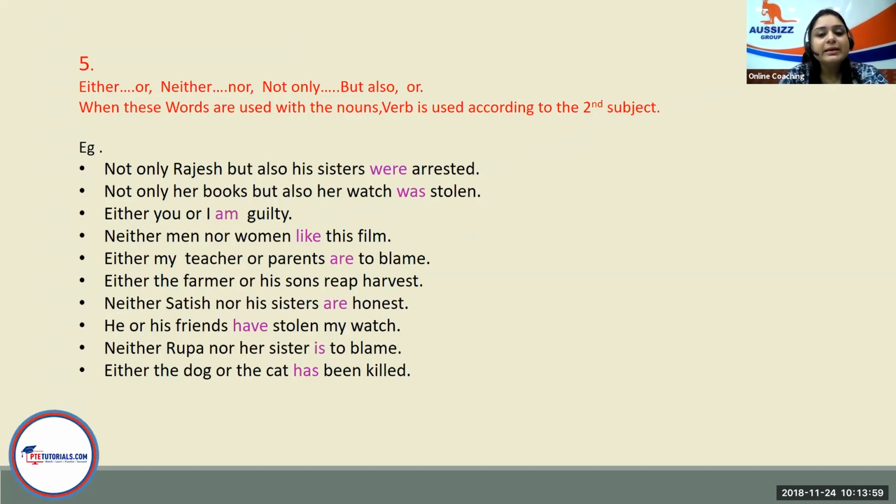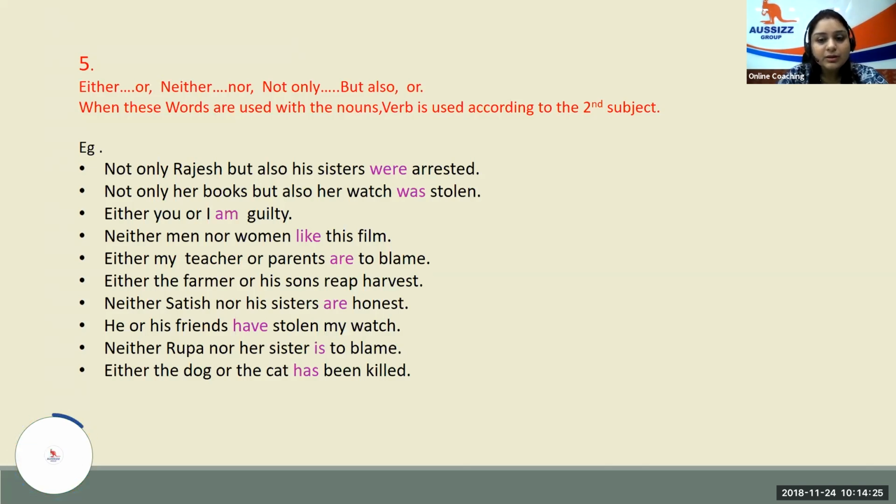And these conjunctions are basically used to make your sentences in the complex form. Okay. The complex sentences are also important in your IELTS part. So when these words are used with the nouns, the verb is used according to the subject number 2. Okay. When you are using those connectors in the previous 4th rule, always try to use your verb according to the subject number 1.